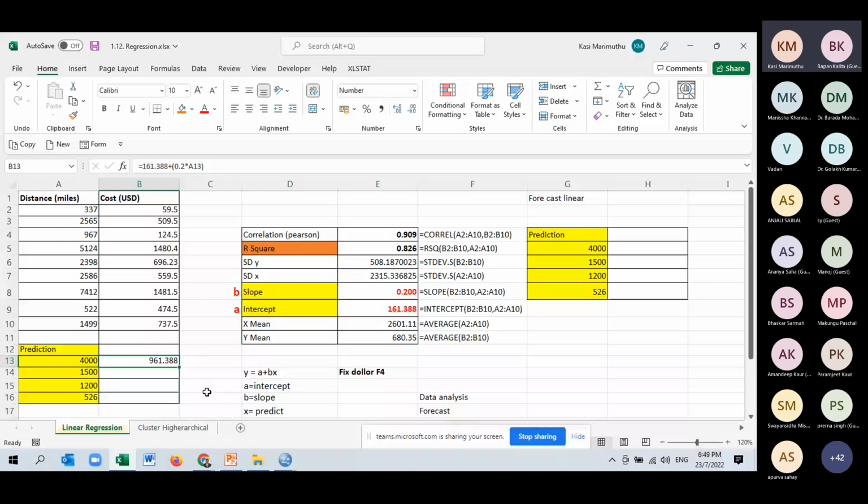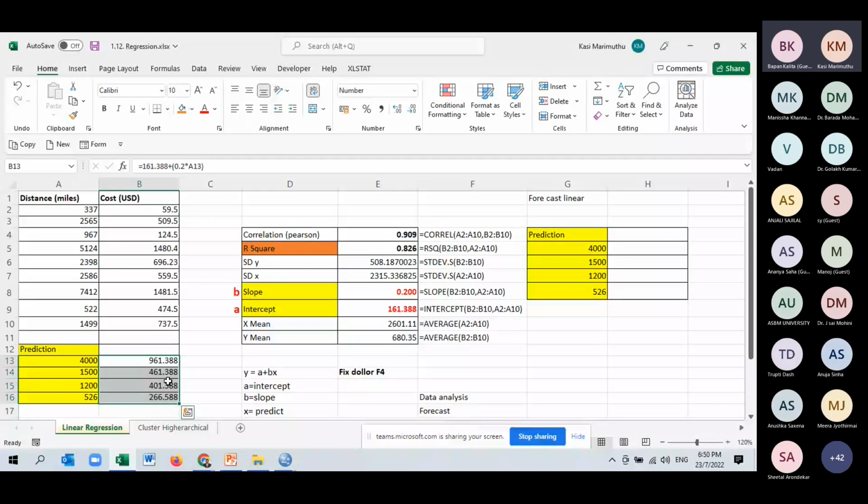161,388. Is there any slight difference? Yes. Some decimal differences are there, maybe because of the decimal points. But have you got the same answer otherwise? Yes, sir. So just drag down. 161.388 plus 0.2 multiply with A13. Okay, fine. So this is one way to calculate the prediction.